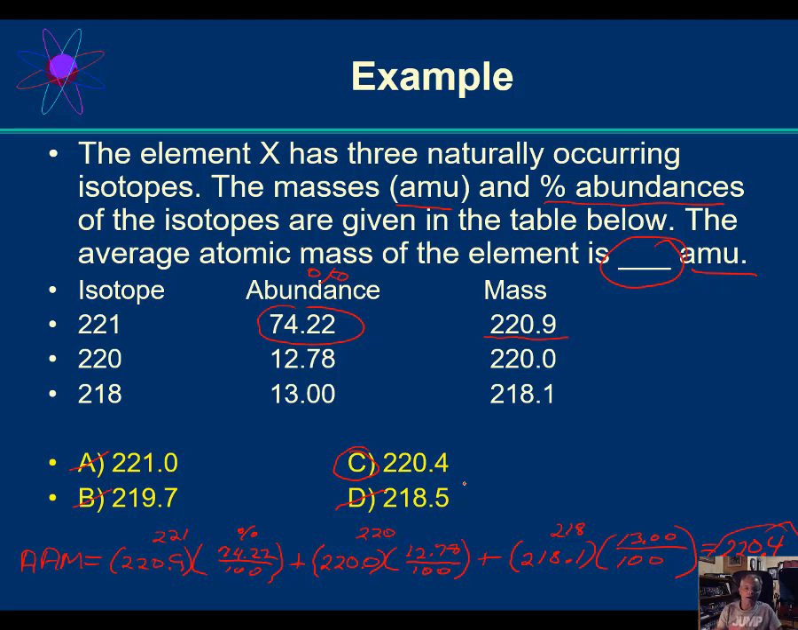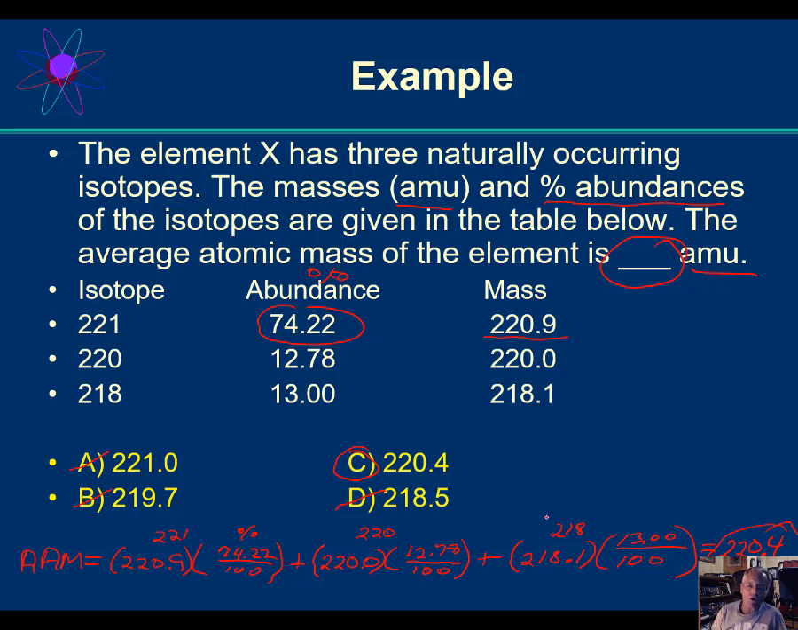You might keep in mind that, let's say they didn't give you the percent over here for the isotope 218. You could have derived that simply by adding 12.78 plus 74.22, subtracting it from 100. That would have given you 13.